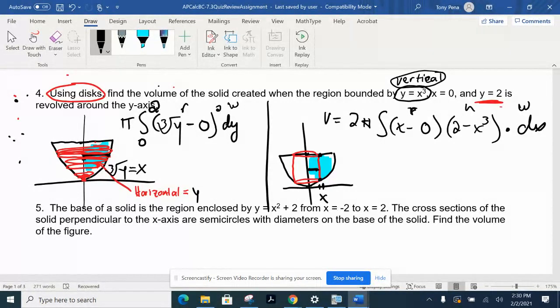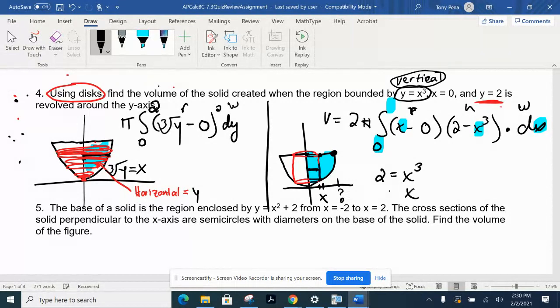Our limits now need to be x's. So since I now have x, x, x, my lower limit and my upper limit need to be in terms of x. And again, when we're dealing with cylinders, make sure you're only defining your limits for the original space. So the original space definitely starts at the x value of 0. And then we would want to know, where does this original space end? We would want to figure out the intersection point of y equals 2 and y equals x cubed.